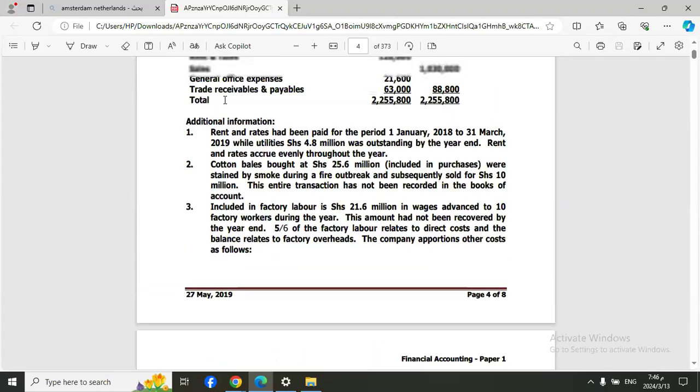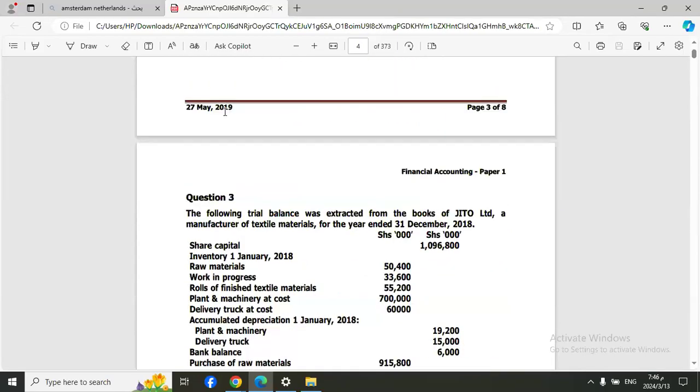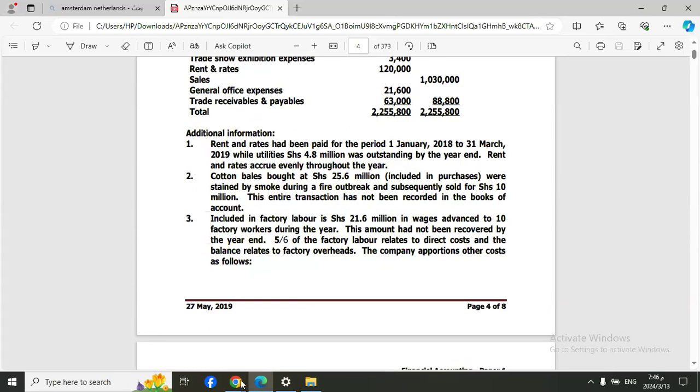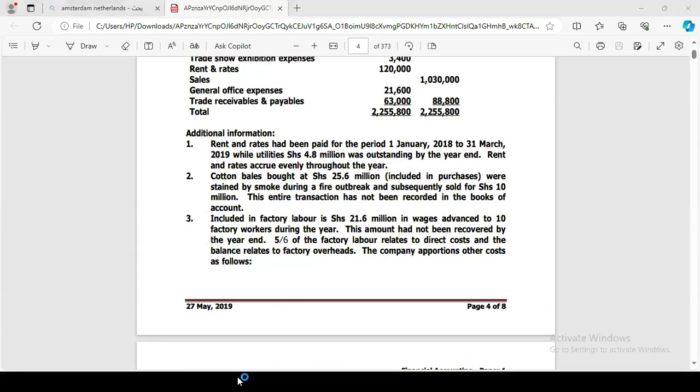Remember, when you look here at our trial balance, this is what we had so far used. So you see utilities, it is 50,400. What do we do in accounting if we have outstanding balances for the year? We go on and add them on the balances that we have had. So we shall come here.